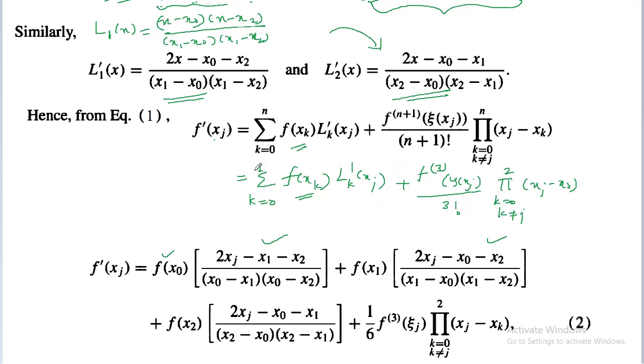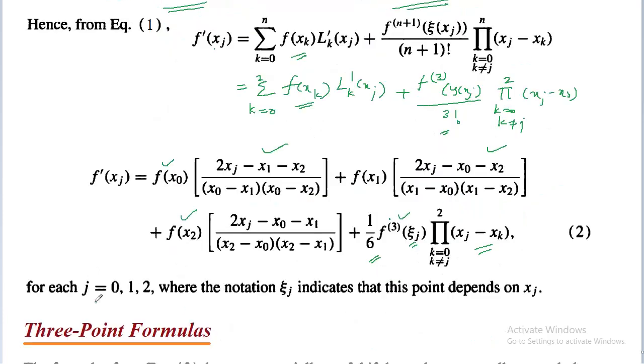Now we have k equal to 2. When k equal to 2, we have f of x2 into L2 dash of xj, that is 2xj minus x0 minus x1 divided by this. Plus f n plus 1, that is f3 of zeta j, where zeta j is nothing but zeta of xj, divided by 3 factorial. 3 factorial is 6. The product of k from 0 to 2, k not equal to j, xj minus xk, where j varies from 0, 1, 2. Now we can derive the important 3-point formulas from this formula.